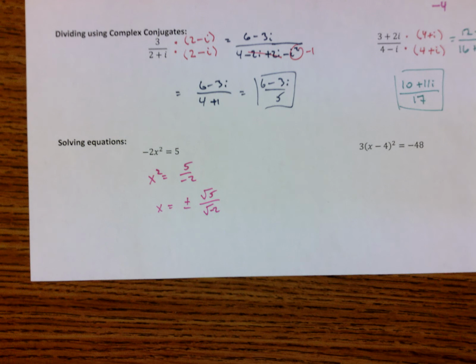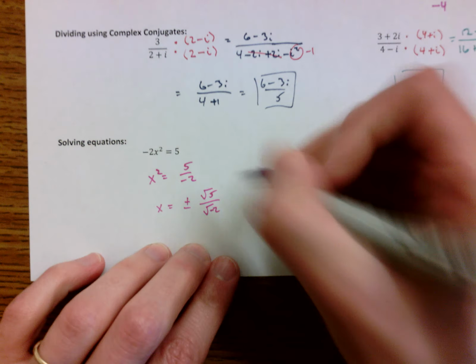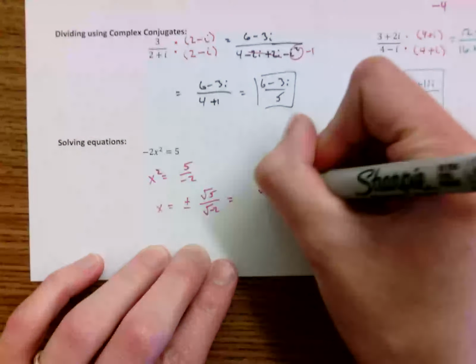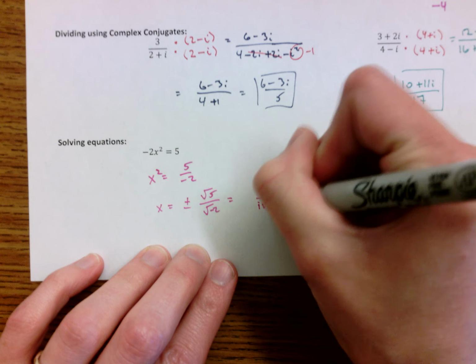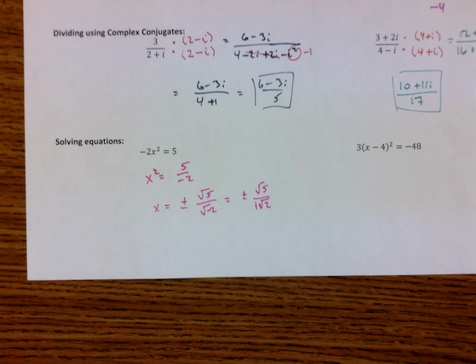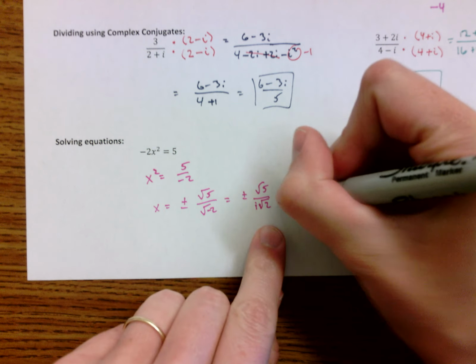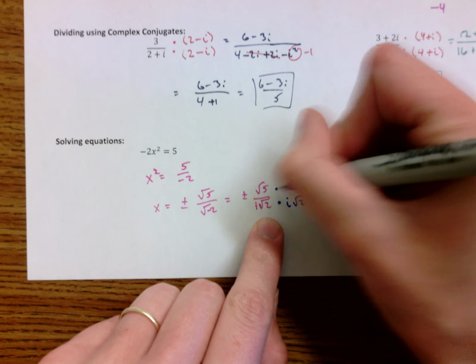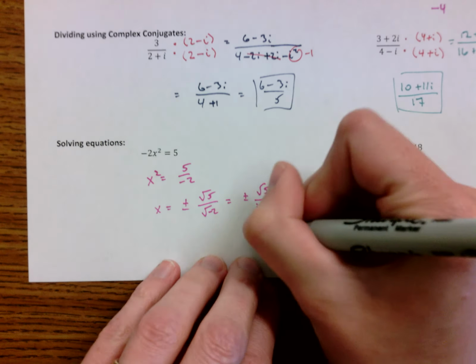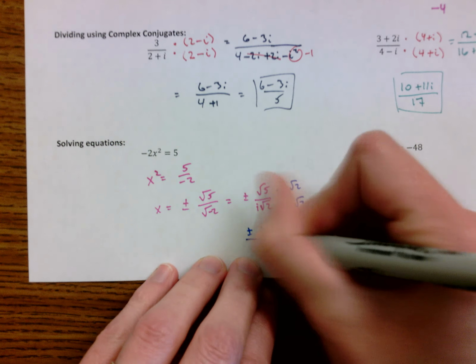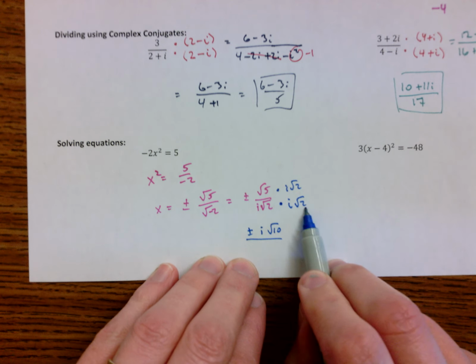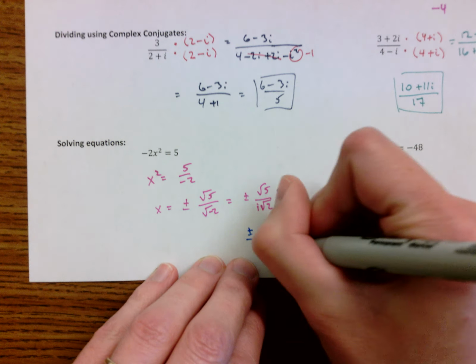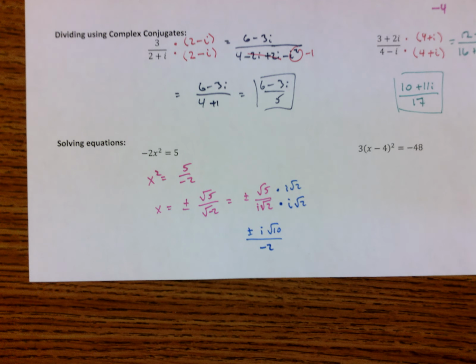Okay, and then I need to rationalize this. You've got to be careful about how you're going to rationalize this. So the first thing I'm going to do is rewrite this as root 5 over i root 2. Then when I rationalize it, I'm multiplying top and bottom by an i to get rid of the i, and then a root 2 to get rid of the root 2. So that's going to give me positive or negative i root 10 over, well, this will multiply to 2, and that'll multiply to negative 1, right? So negative 2. That's my answer.